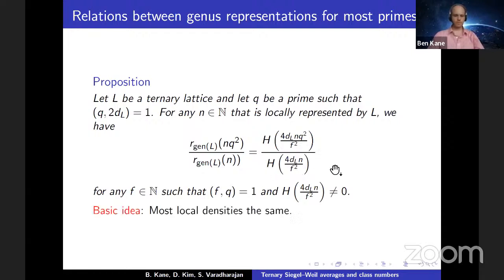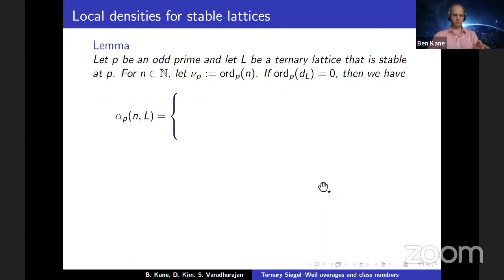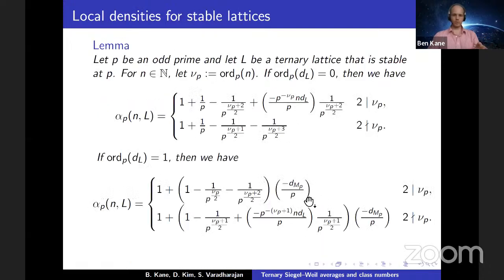And basically the point is, if I compute the local densities for the genus with nq squared and the genus with n, then for every prime other than q, the local density is the same. So all the factors over here, on the left, will be the same, except for some factor that changes, and I just have to make it match exactly what's here on the right-hand side. So we can compute those local densities that we had in a previous slide. We can compute those, say, for instance, for the stable lattices, we can compute them explicitly and show that the ratios match.